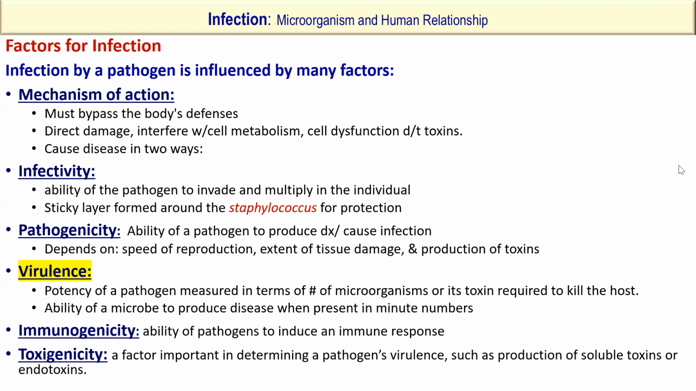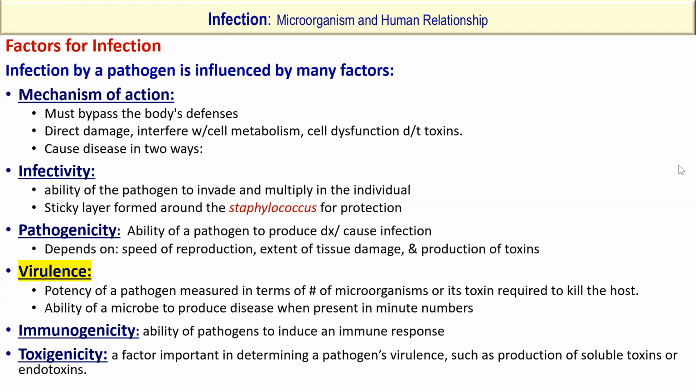Like measles, they have a very low virulence compared to rabies, which has a high virulence. Again, it's the ability of the microbe to produce disease when present in minute numbers, very small, tiny numbers. So measles has very low virulence, and rabies has a high virulence.